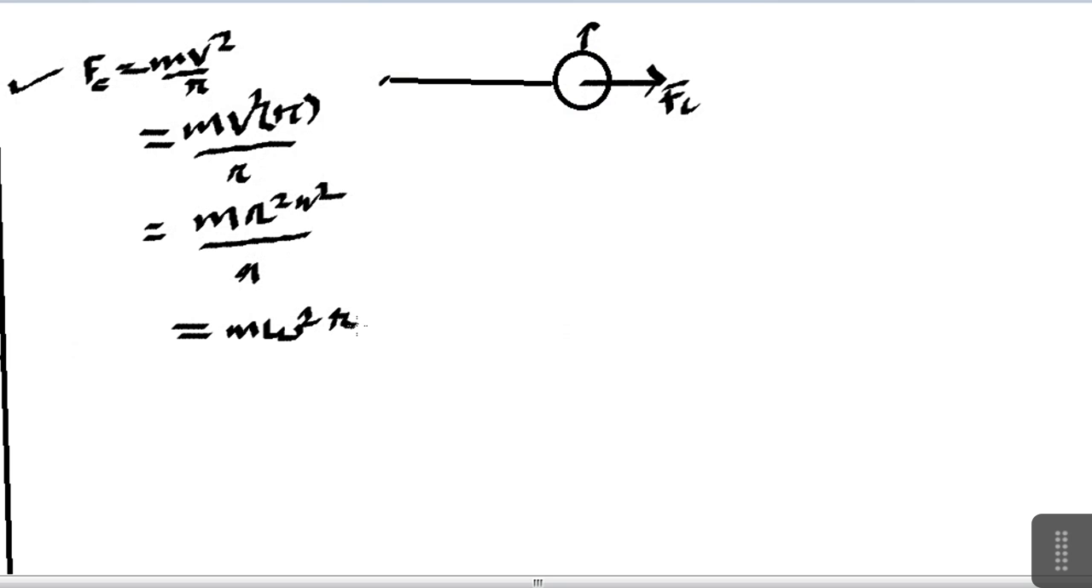Let us try to understand this. Here m is constant and omega is constant. So both m and omega square are constant, so I don't need to bother because everything is constant. And now I can write that my centrifugal force is directly proportional to r.